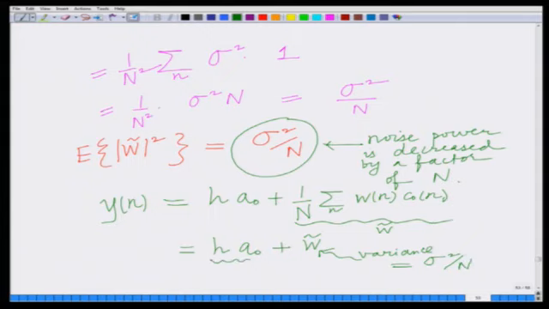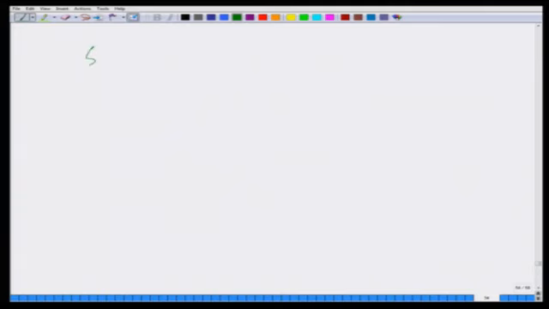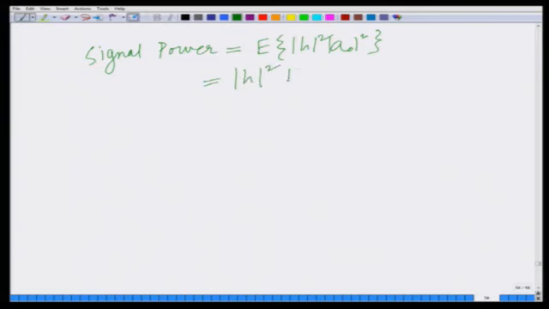Now, let us look at the signal power. Signal power equals expected value of magnitude h square magnitude a_0 square, which is magnitude h square times expected value of magnitude a_0 square. But expected value of magnitude a_0 square is simply the transmitted power. So, the signal power is P times magnitude of h square, where h is the channel coefficient.